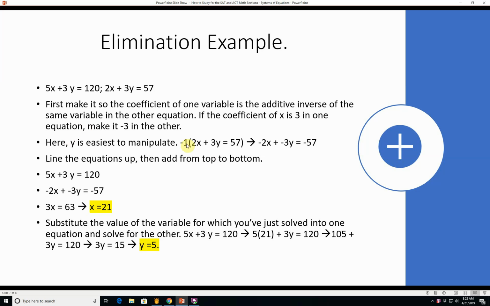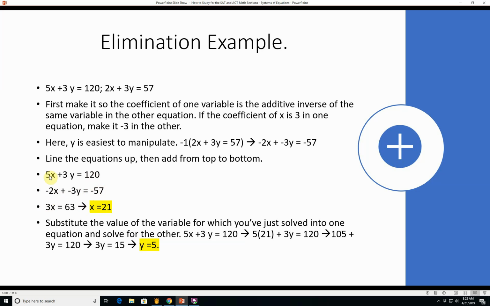So we can just multiply everything in this equation, 2x plus 3y equals 57, by negative 1, so we get negative 2x plus negative 3y. Yes, that's the same as negative 2x minus 3y, equals 57. So then we line the equations up and add from top to bottom. We have 5x plus 3y equals 120, and then we have negative 2x minus 3y equals negative 57.